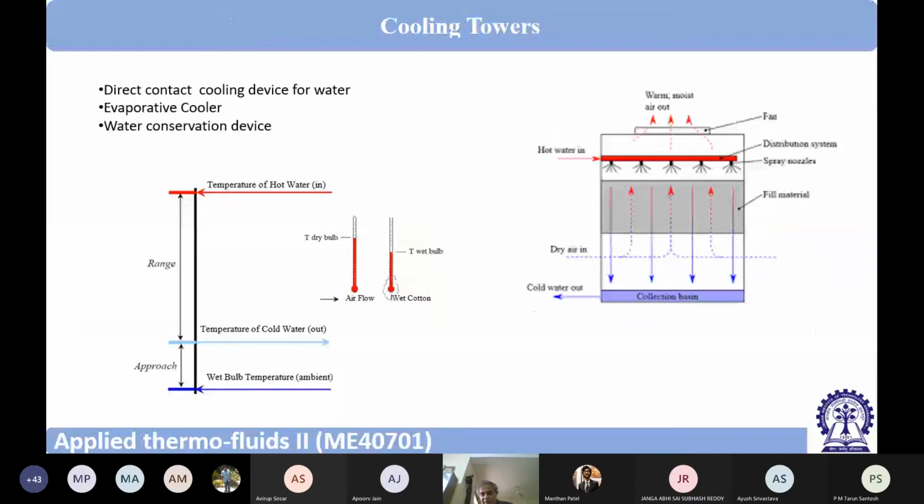Now we are coming to the cooling tower. So in the condenser, steam is cooled with the help of circulating water. That circulating water will become hot. That has to be cooled again, and that is done in a cooling tower. So a cooling tower is again a direct contact cooling device for water, a direct contact heat exchanger. In a direct contact condenser, water and steam come into contact. In a cooling tower, air and water come into contact. So this type of cooling tower is called an evaporative cooling tower or wet cooling tower.